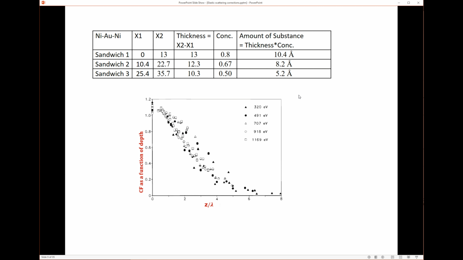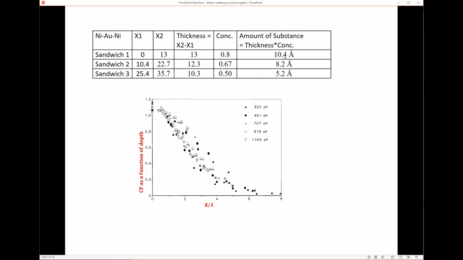Now this, we would expect that to be a constant actually, because it's the same gold atoms we're looking at. So no gold atoms are going to disappear from the sample as we deposit nickel on top. That's very unlikely.